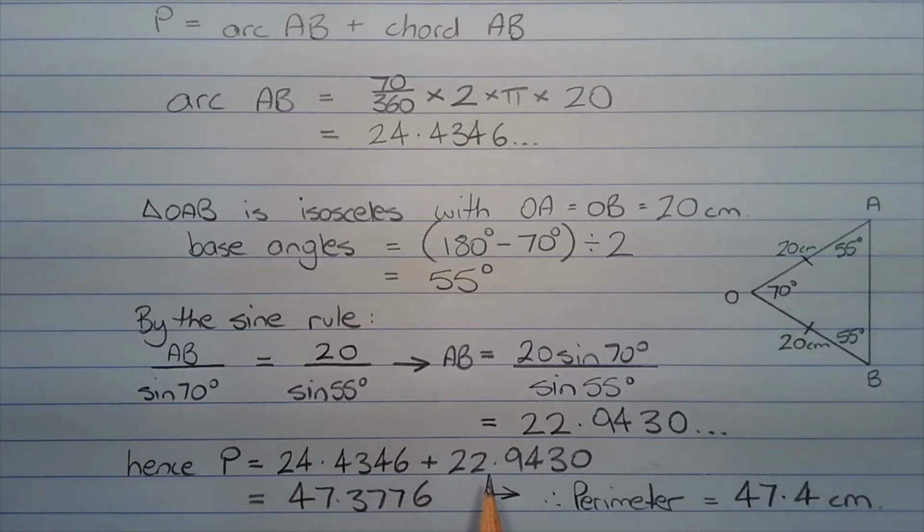Hence, the perimeter P is equal to 24.4346 plus 22.9430, which equals 47.3776. And rounding this value to one decimal place, we get the perimeter equals 47.4 centimeters.